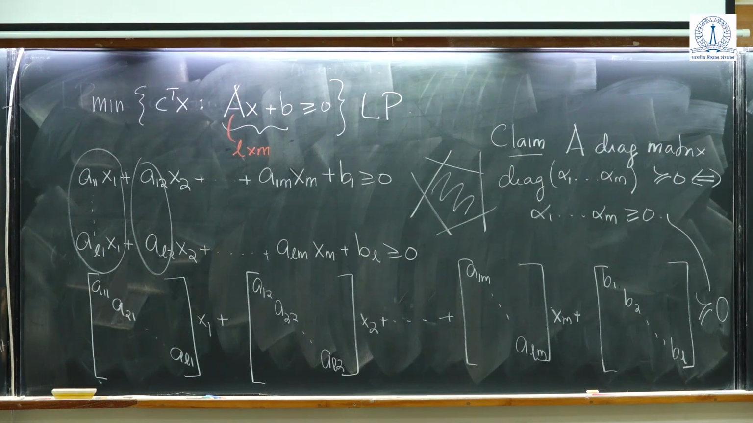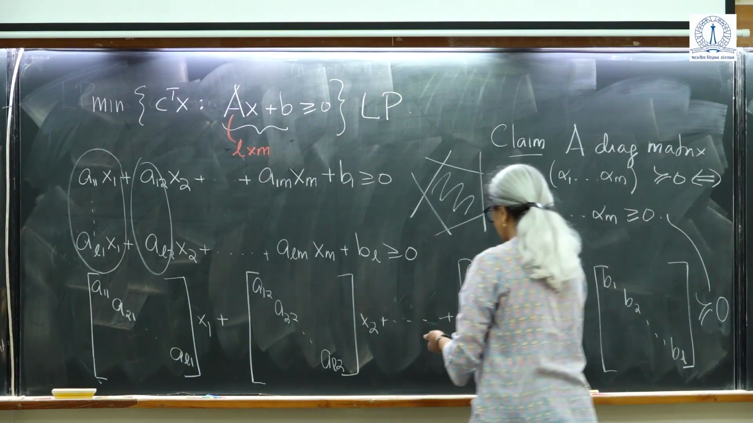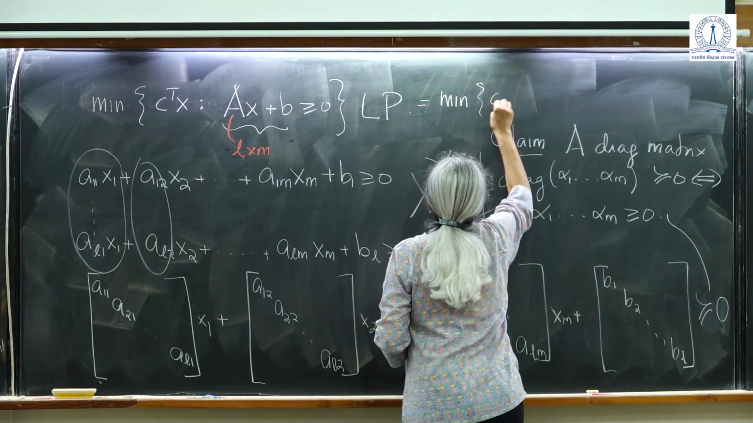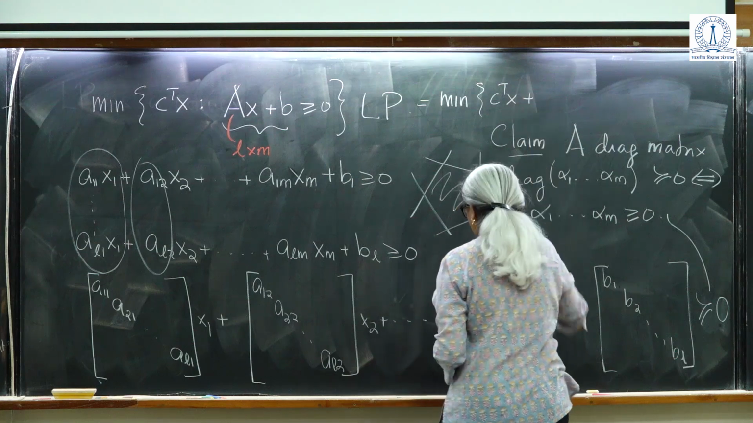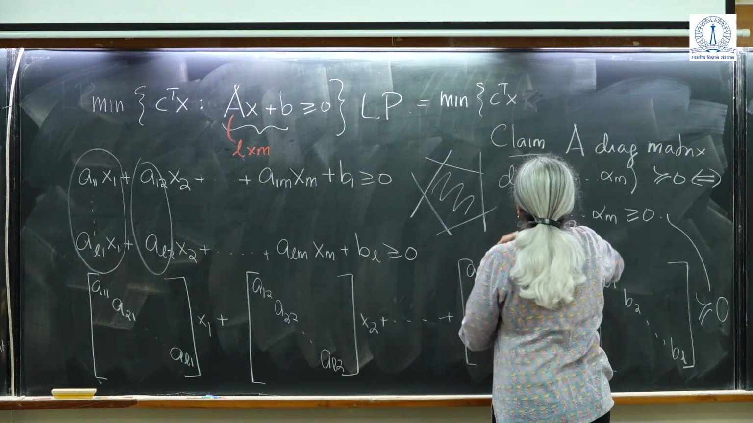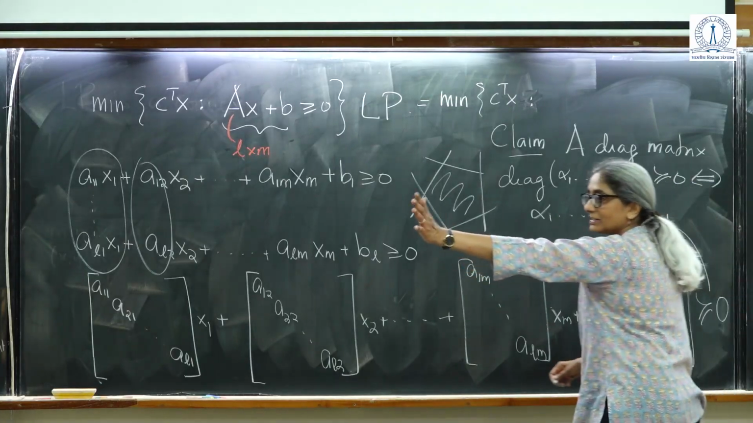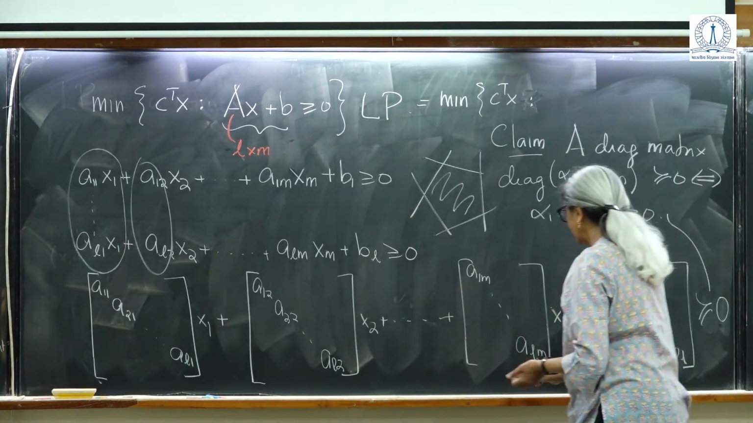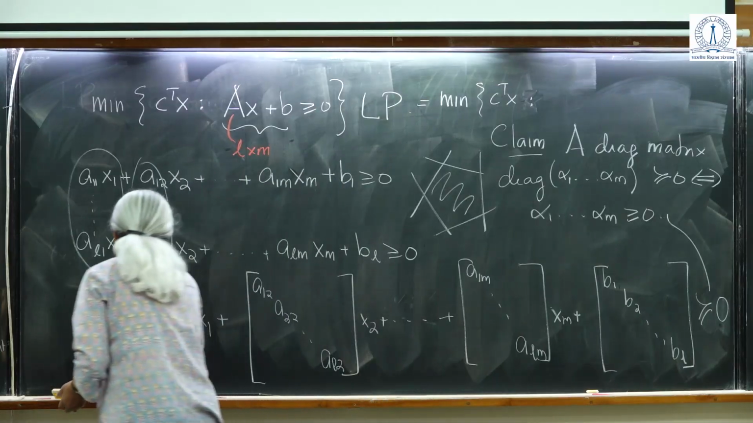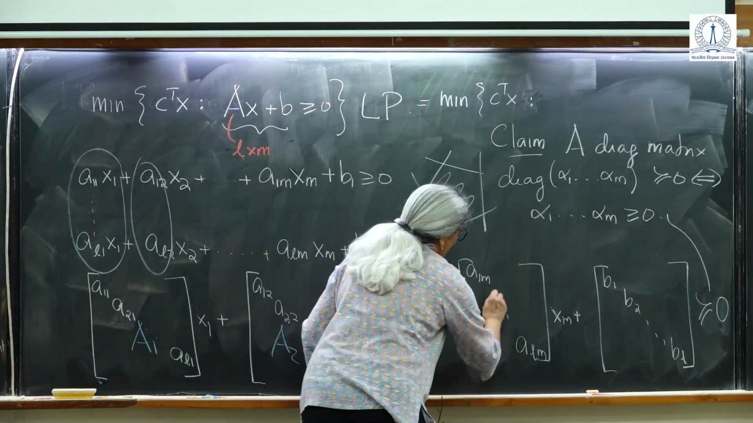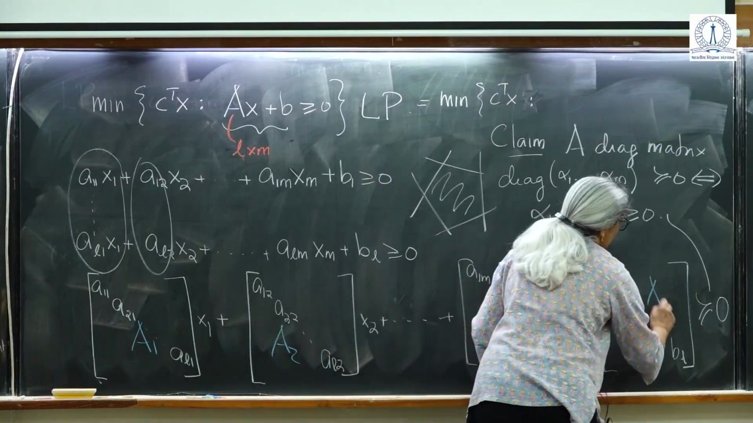Any questions? Okay. So then at the end of the day, what we have proven is that this problem in the top becomes the same thing as minimize c transpose x subject to this whole LMI, okay? This whole thing at the bottom. So the whole thing at the bottom, we can call this matrix A1, we can call this matrix A2, all the way up to Am, and we can call this matrix A0.